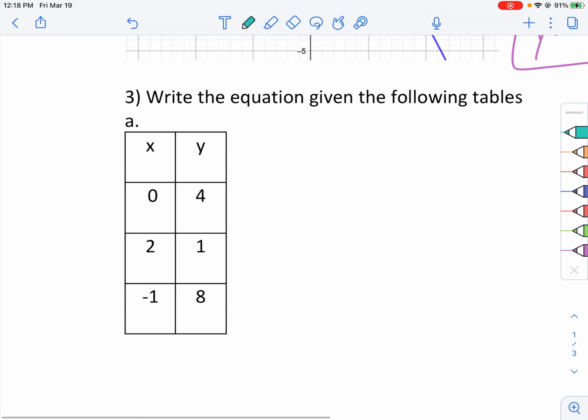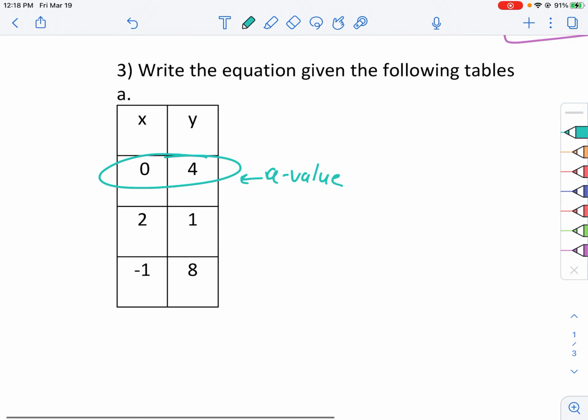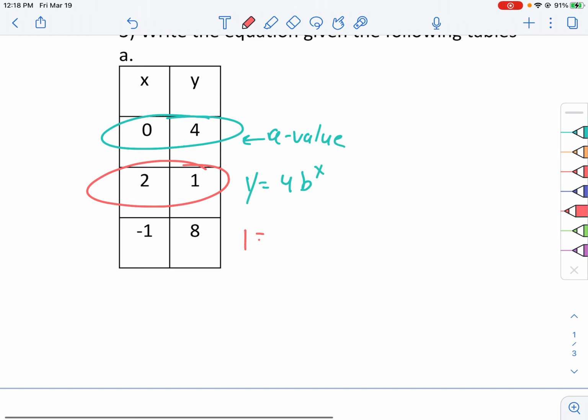When given a table, we hope that the y-intercept still shows up in there. In this case, it does. 0, 4 is the y-intercept because where x is 0, you have the y-intercept. So then we have the a value. So it becomes just like those last problems. We have y is equal to 4b to the x.